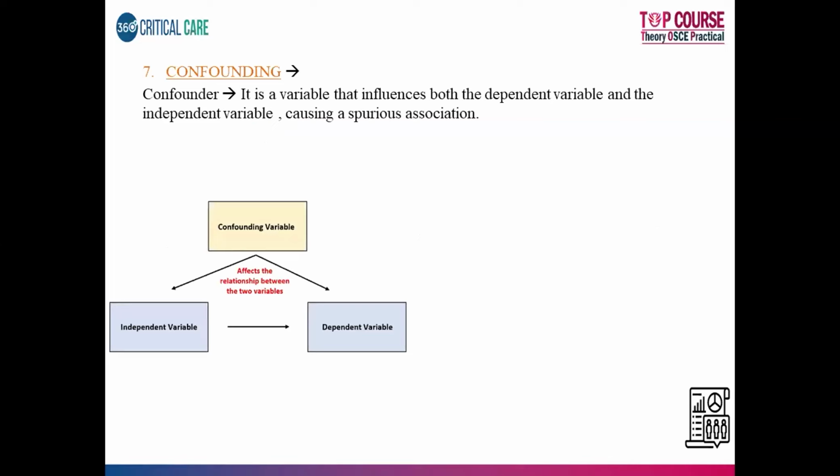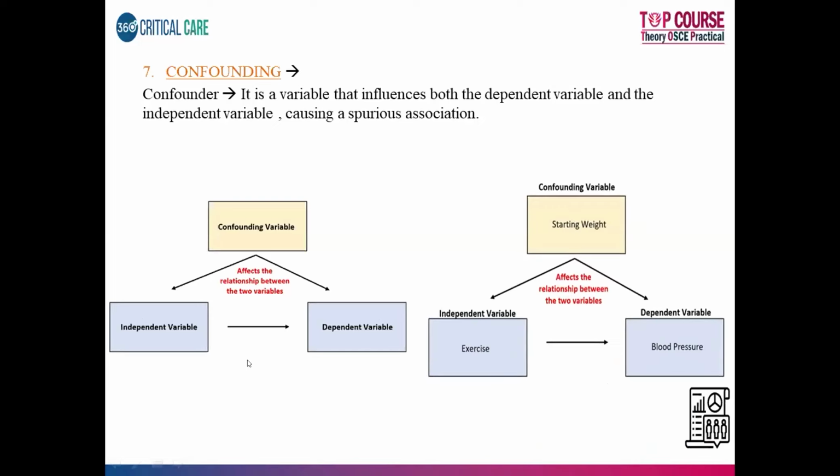And the last one is the confounding bias. So what is confounding bias? So what is a confounder? It is nothing but a variable which influences both the dependent variable as well as the independent variable, causing a spurious association. So, this one would be the independent variable which is causing the dependent variable to happen. And what is the confounding variable? It basically affects the relationship between these two variables.